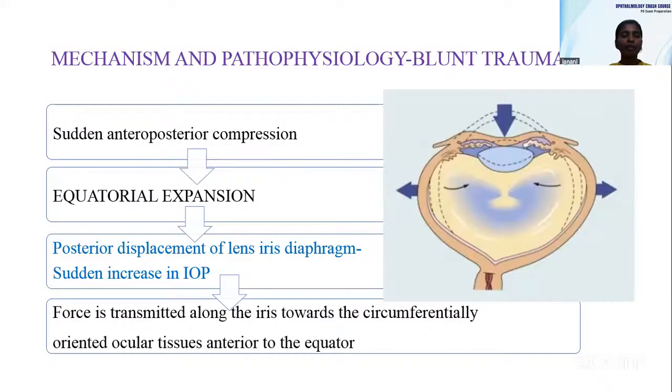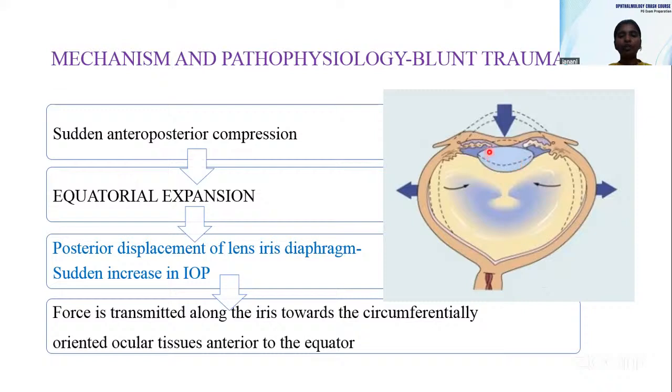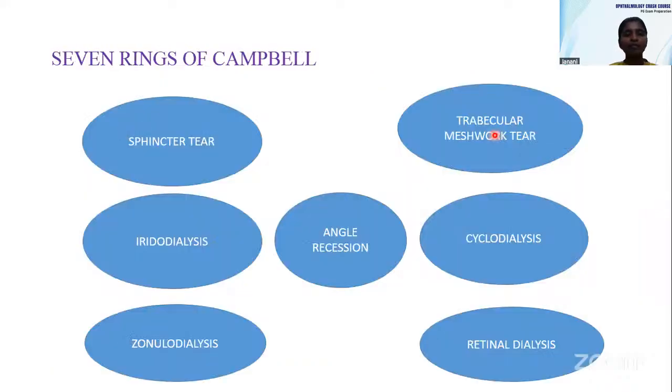So the mechanism and pathophysiology behind blunt trauma, as you can see, the sudden anteroposterior compression of the globe results in equatorial expansion, which causes posterior displacement of the lens-iris diaphragm, which causes the force to transmit along the circumferentially oriented fibers anterior to the equator, which results in the 7 rings of Campbell of blunt trauma, which includes sphincter tear, trabecular meshwork tear, iridodialysis, angle recession. Angle recession is a tear between the longitudinal and circular muscle fibers of the ciliary body, cyclodialysis, zonulodialysis, and retinal dialysis.